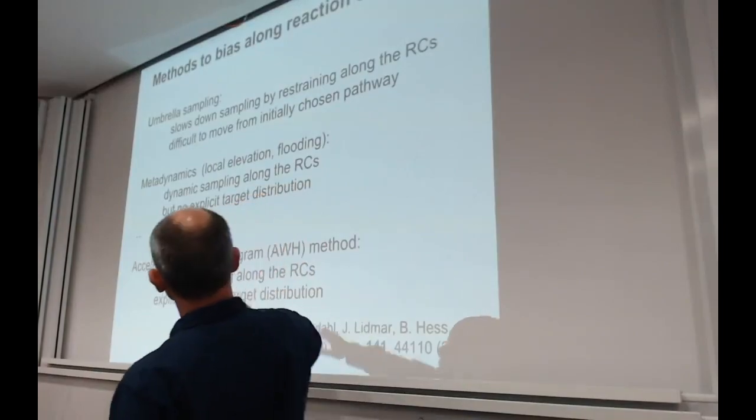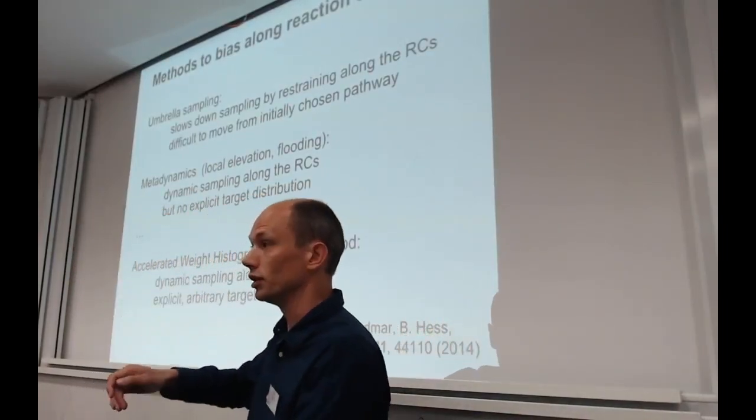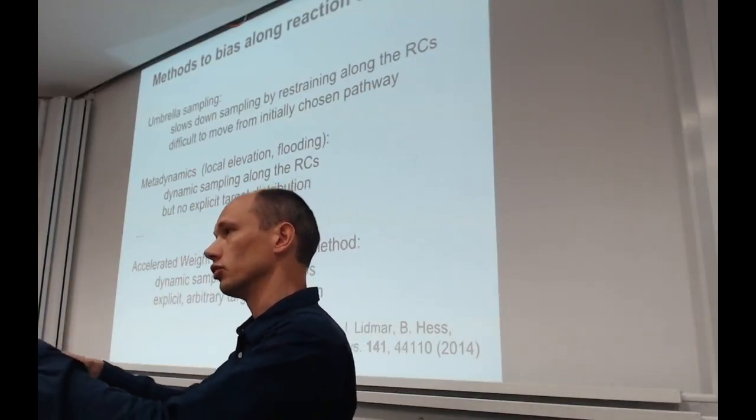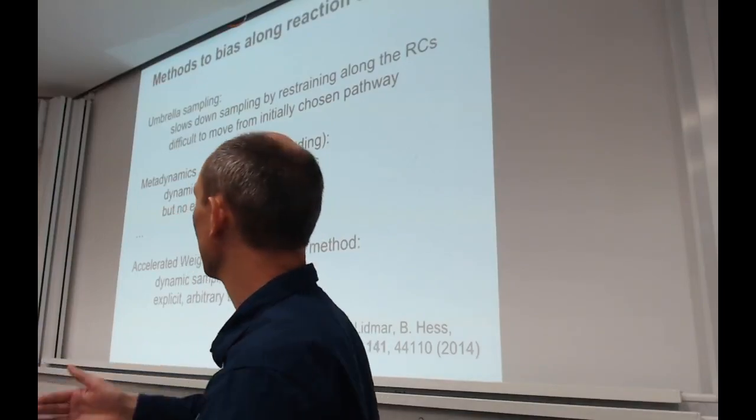The other issue there is the thing we were also discussing yesterday: it's difficult to move from the initially chosen pathway, so you need to set up initial structures to generate your starting states for the umbrellas. Once you've set that up, it's difficult to move these over barriers perpendicular to the pathway.